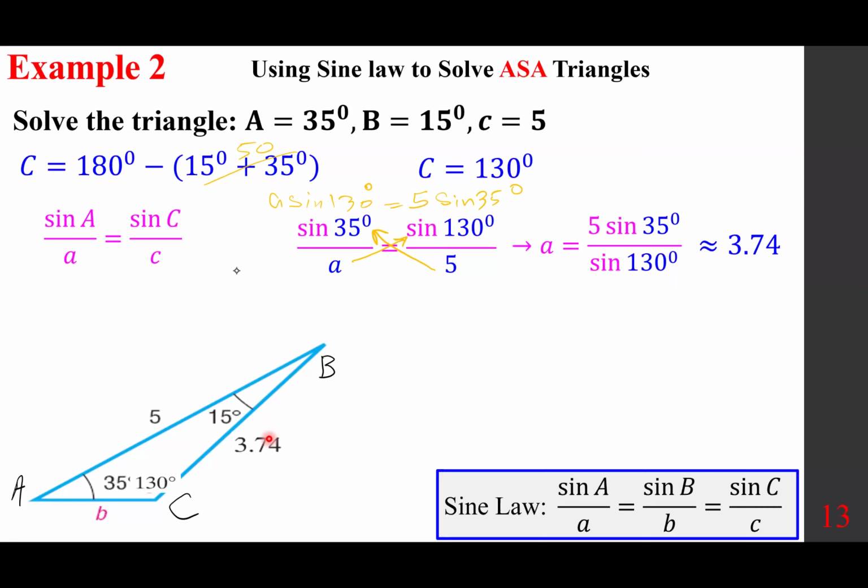We're going to use the same thing here because we have the top and the bottom. But over here, we're going to go with sine B over B. This way we keep this one the same, right? This one is sine B, sine of 15 degrees over the missing lowercase b.